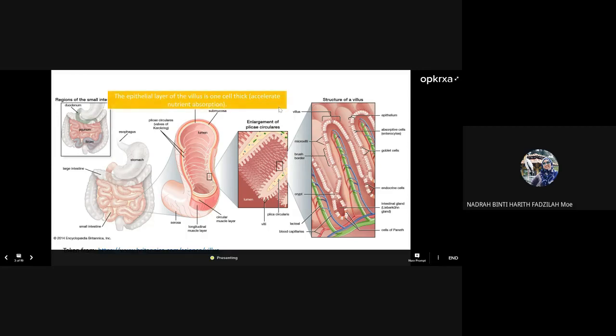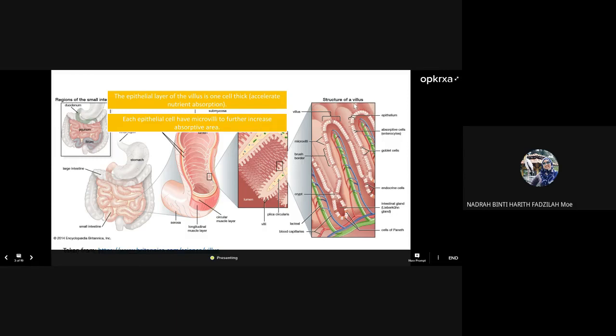So, when we take a look at the epithelial layer, it is very thin, only one cell thick. Nampak lapisan ni hanya setebal satu sel saja. So, daripada kawasan ileum, digested food will diffuse into the epithelial layer. So, dia nak diffuse tu, dia hanya perlu move across one cell only because villus is very thin, only covered by one layer of epithelial cells.